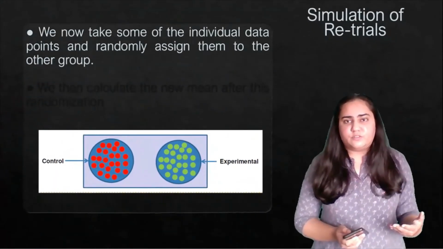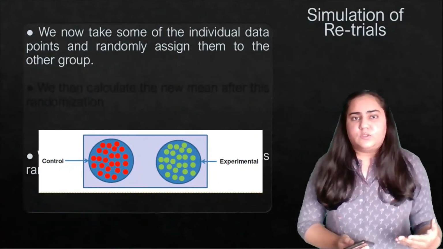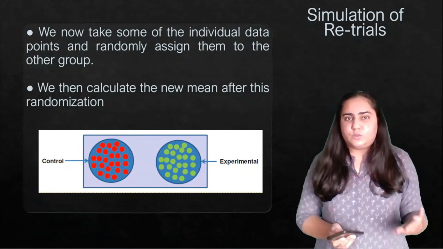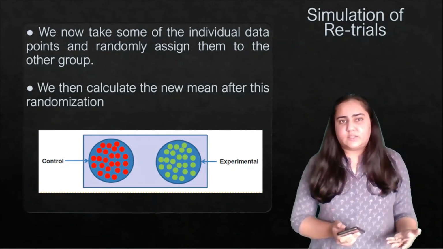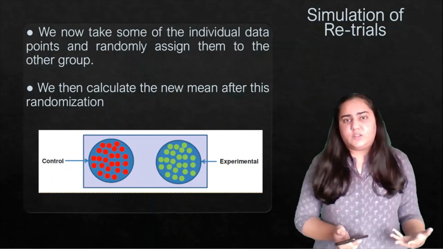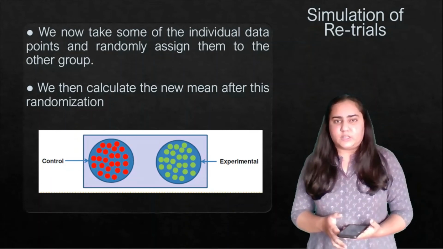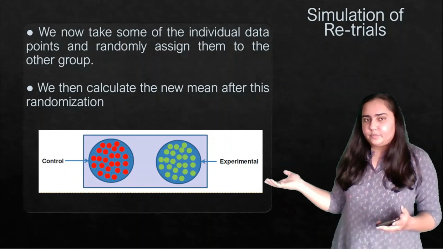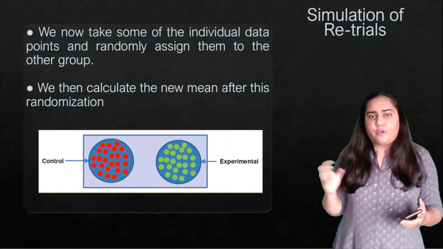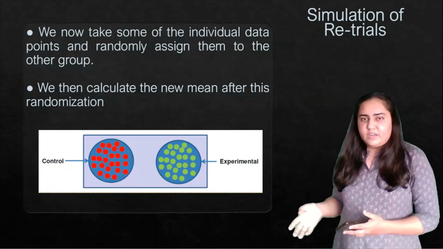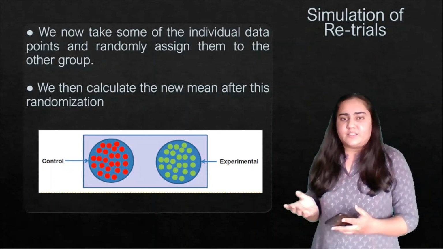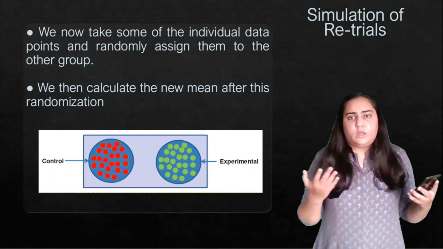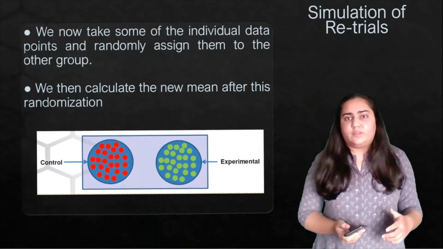Now, what should we do to run this experiment again? We are supposed to perform a retrial. To do the retrial, we take some of the individual data points and randomly assign them to the other group. And then we calculate the new mean after this randomization. So what we do is we mix these red and green dots that you see. That means we take some volunteers from the control group, put them in the experiment group, and we take some volunteers from experiment group and put them in the control group. While doing this, we have to make sure that the number of volunteers in each group still remains 40.